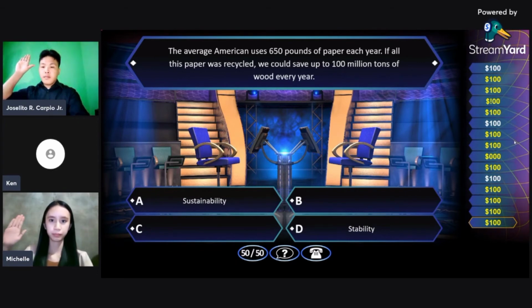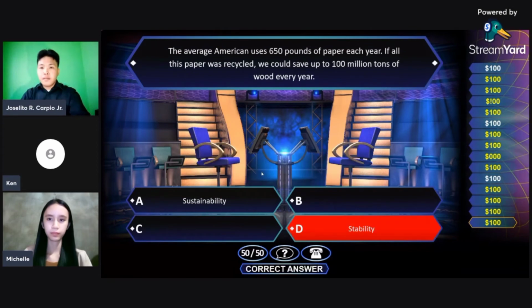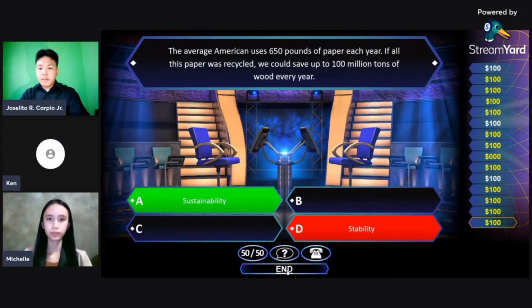Yes, Joey. It is letter B, stability. Let's see. Wrong. The correct answer is sustainability, because the statement implies the restoration and conservation of natural resources.